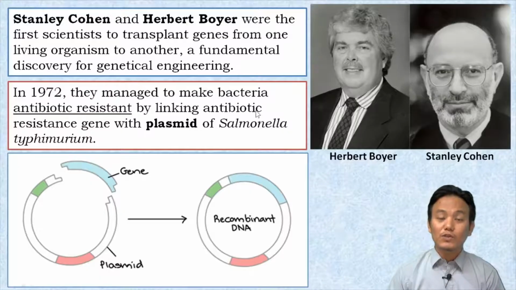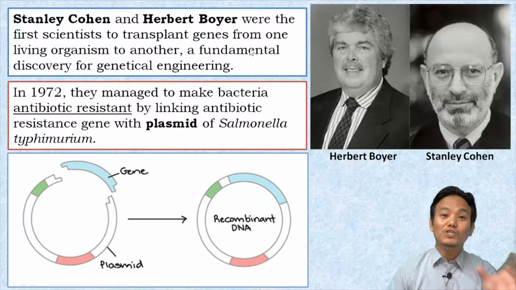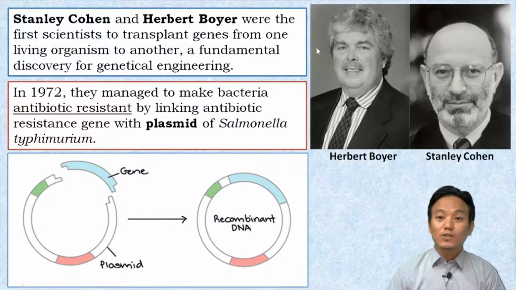If we look at the history of creation of artificial recombinant DNA, two names come first: Herbert Boyer and Stanley Cohen. They were the first scientists who were able to transplant genes from one organism to another. We have heard about organ transplants, kidney transplants, heart transplants. But these two scientists were the first who were able to transplant genes from one organism to another, which was a fundamental discovery for genetic engineering.